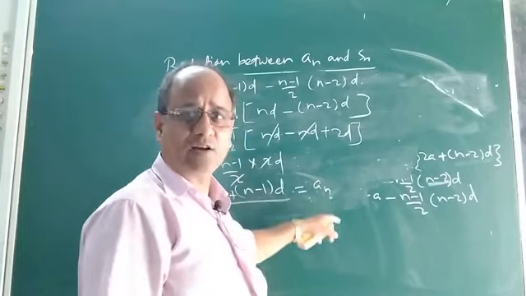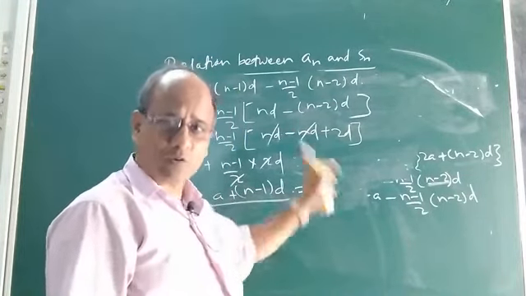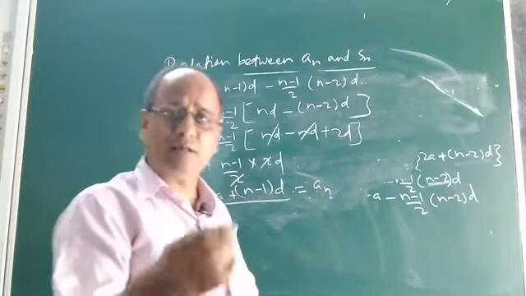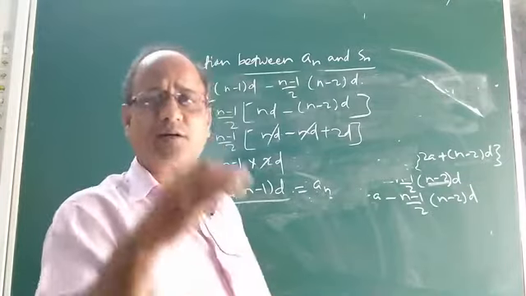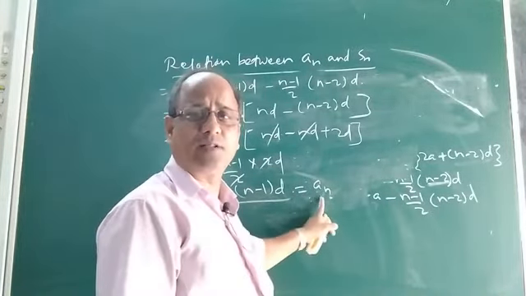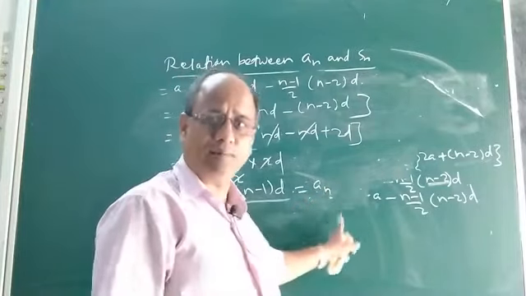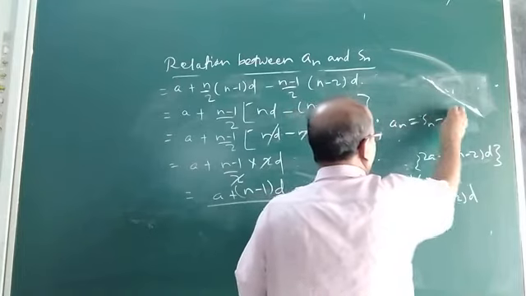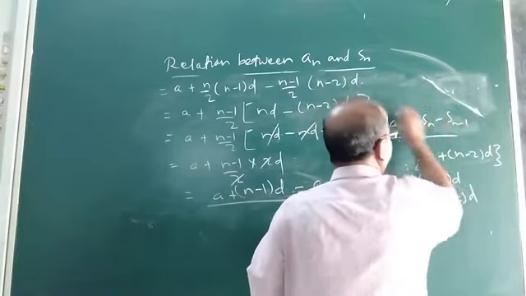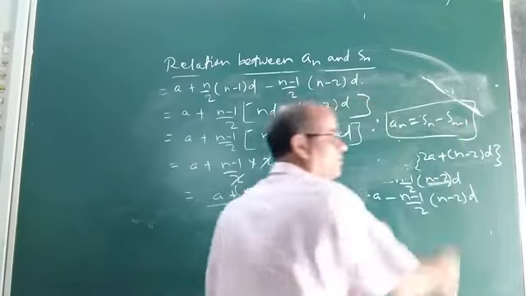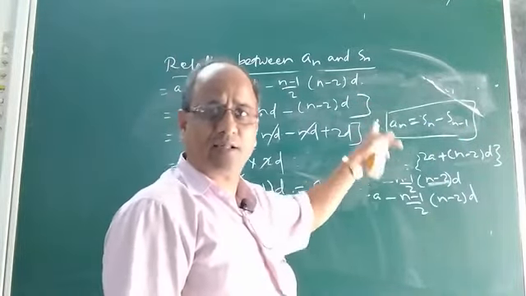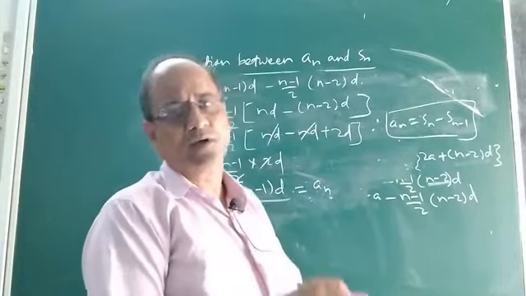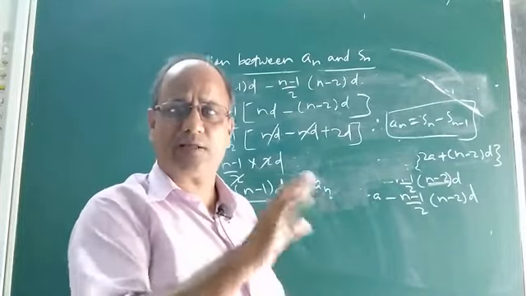That means the nth term or the general term of an AP can also be calculated by using the formula Sn minus Sn minus 1. That means if you are given the sum of the first n terms of the AP, then you can easily find the general term or the nth term of that AP using the formula. Therefore, we came to conclude, yes, an is equal to Sn minus Sn minus 1, the difference of which is always equal to an, the general term of the AP. Okay. So children, I hope you understood the relation between Sn and an.